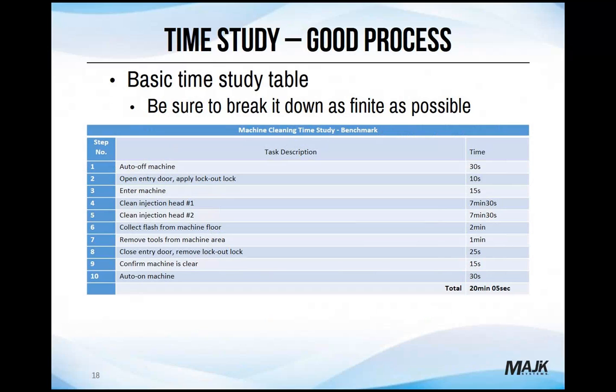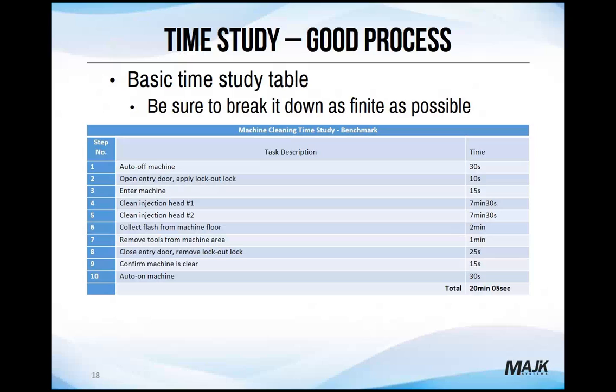This is a typical example of a good process time study. What I've done here is actually gone through some previous experience and looked at what has to be done when you're cleaning an injection molding machine. You can see in the list of steps that it goes right down to some of the very finite things, such as entering the machine, applying your lockout lock, or simply turning it off. More often than not, you can do these with very simple tools.